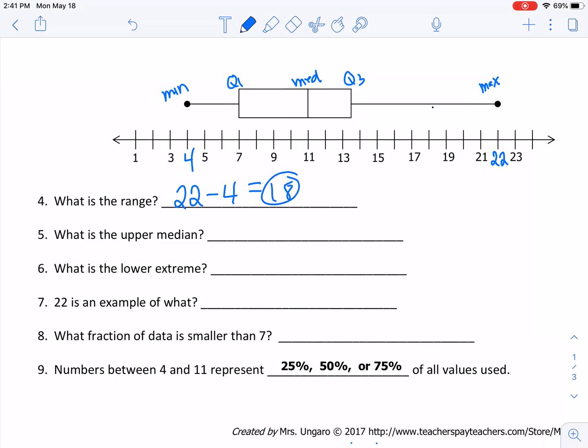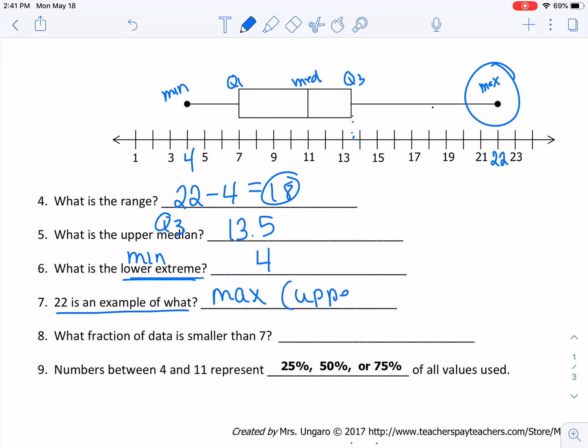The upper median, which is my Q3, right here, draw a vertical line. That's about 13.5. Lower extreme, my min, my minimum is 4. 22, what is that an example of? It is my upper extreme, or my maximum. Max or upper extreme.